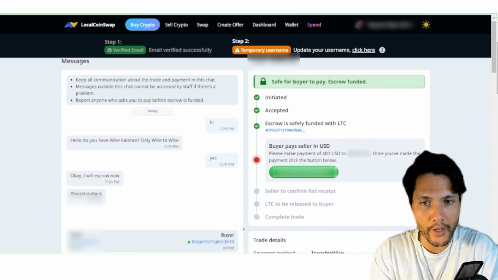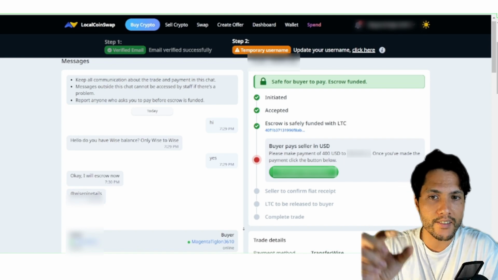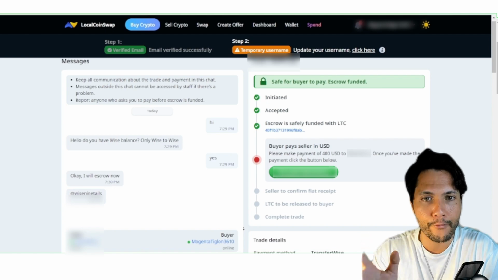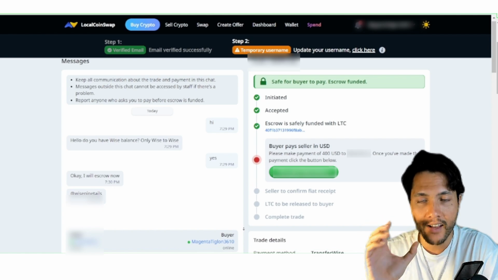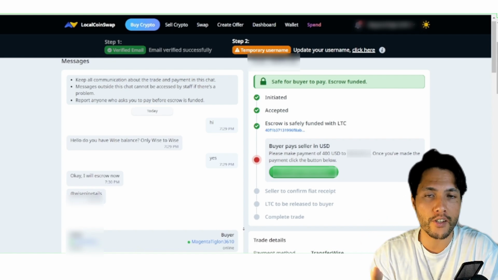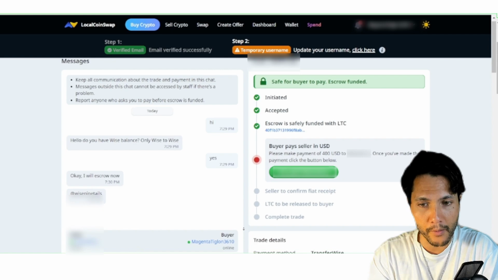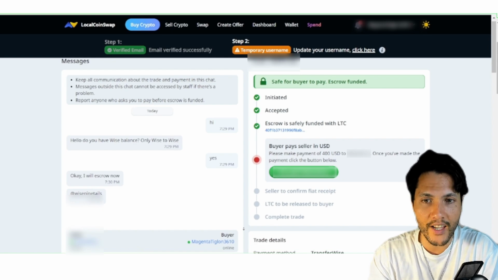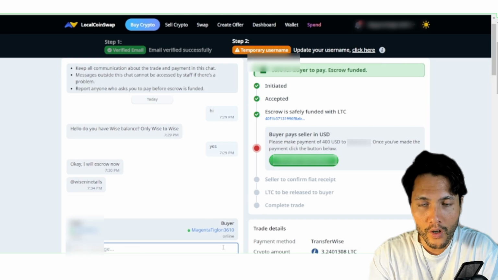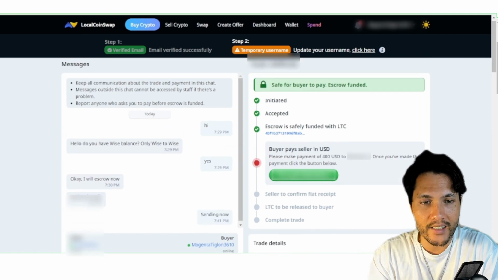This is a pre-recorded video for obvious reasons, but as we can see now, the escrow is complete. It's now at the stage where it says buyer pays seller in USD. You can see there's a lock symbol where it says safe for buyer to pay, escrow is funded. For whatever problem you may have, just remember, as long as you're sending and the escrow is locked in, it's totally safe to send. If you do it before then, it's a problem. But as long as you're following the instructions here, there's absolutely no problem. So now I can go to my Wise account, and I can send using the Wise tag that has been provided for me.